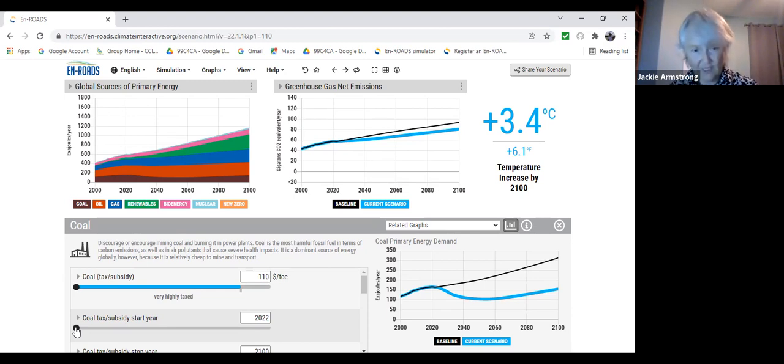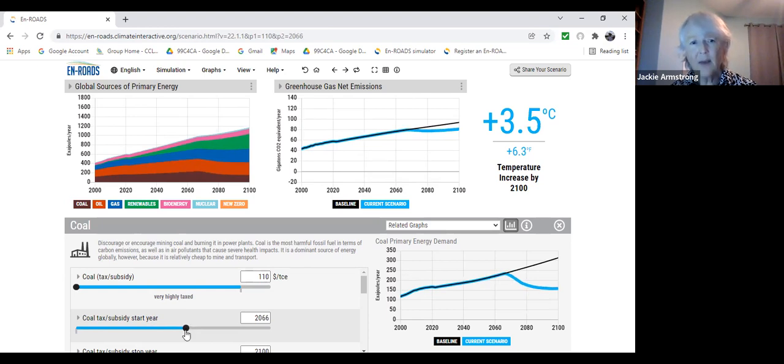We want to ease into it. So let's move this lever over and not start that tax for a while. You can see the impact in our charts by the delay in the tax. We don't get the decrease in coal use for really quite a number of years, not until we start taxing it. And you can see in this coal primary energy demand chart that the demand's not gonna drop off until this tax begins.